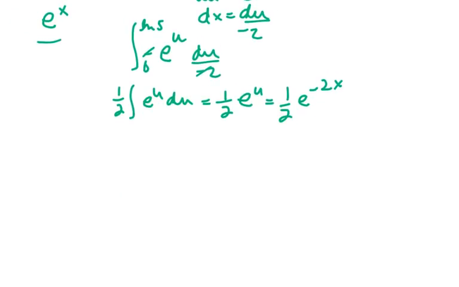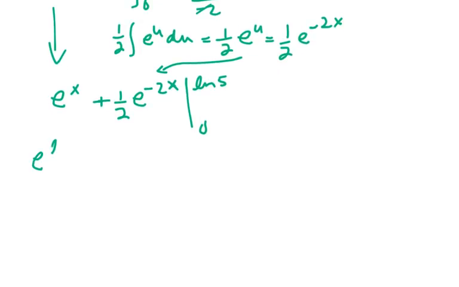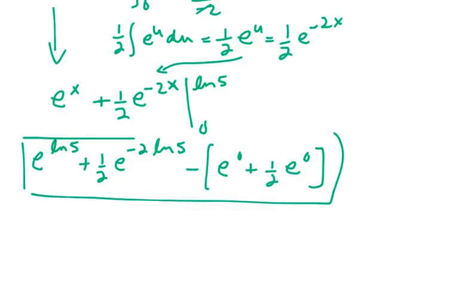Okay, so we've got antiderivatives here. We've got e to the x from this one, and we've got 1/2 e to the negative 2x from the one on the right, and we're going to evaluate it between 0 and ln of 5. So e to the ln of 5 plus 1/2 e to the negative 2 ln of 5, minus e to the 0 plus 1/2 e, and then substituting in 0 for x, you get e to the 0. Okay. So we're left with this algebra to resolve in order to get an answer.